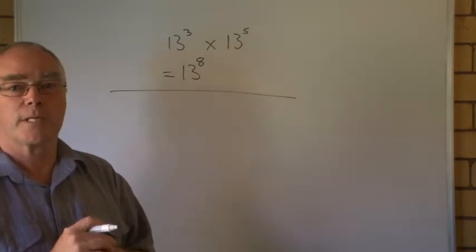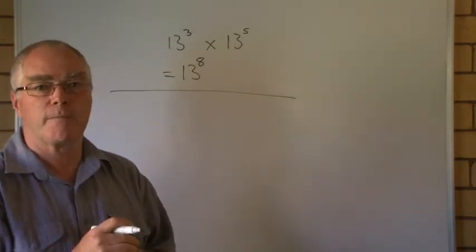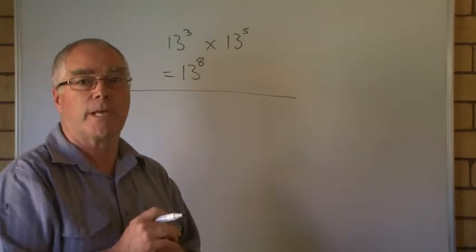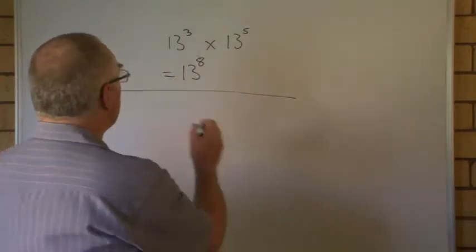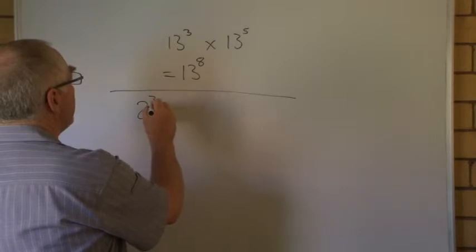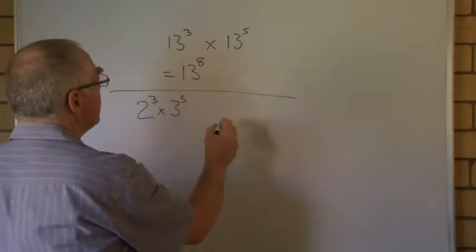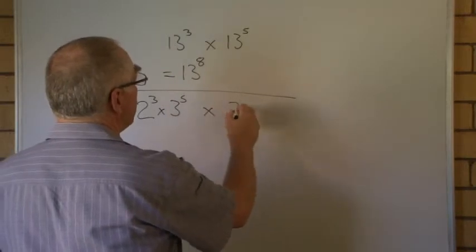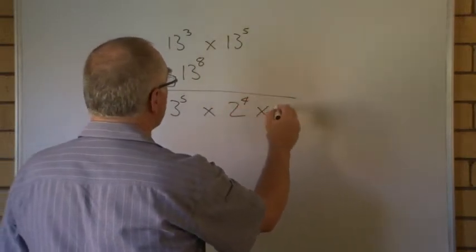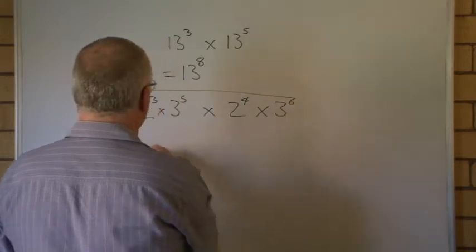Let's suppose we mix things up a bit. Suppose it's not just one base involved. Let's take a look at what happens when we've got two bases. So we might have 2 to the power of 3 times 3 to the power of 5, and that's multiplied by 2 to the power of 4 times 3 to the power of 6.